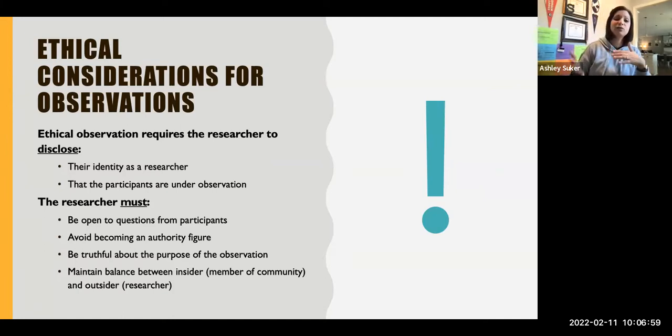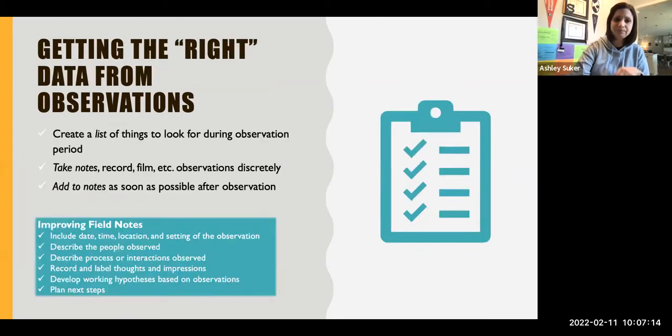There's a difference between living with the community or embedding yourself within the community and actually being a part of the community. And it is really important to reduce bias that researchers remember that they are not actually part of the community. Okay, so how do we get the right data from observations?